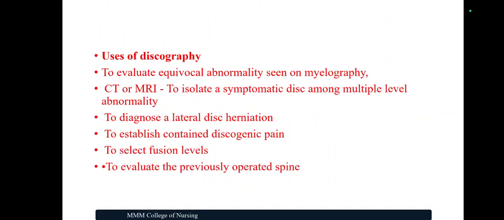So the uses of discography include to evaluate the equivocal abnormality seen in myelography, CT or MRI, to isolate the symptomatic disc among multiple level abnormalities, to diagnose lateral disc herniation, to establish contained discogenic pain, to select fusion levels, and to evaluate the previously operated spine.